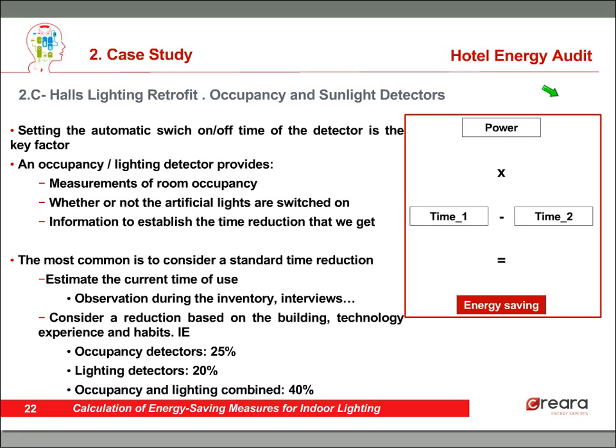We estimate the current time of use by observation during the inventory, by interviews, and we consider a reduction based on the building, the technology, our experience, etc. Here we're going to consider that with occupancy detectors, we reduce the time of use by 25% of the hours. With lighting detectors, we reduce it by 20% of the hours. And finally, if we combine occupancy and lighting detectors, we reduce the time of use by 40% of the hours.